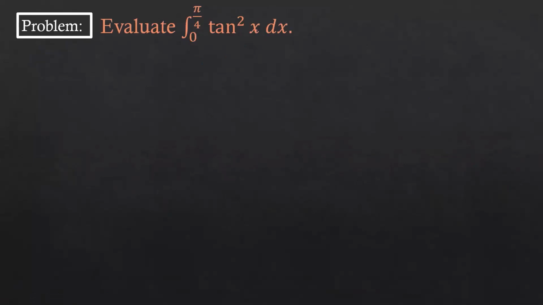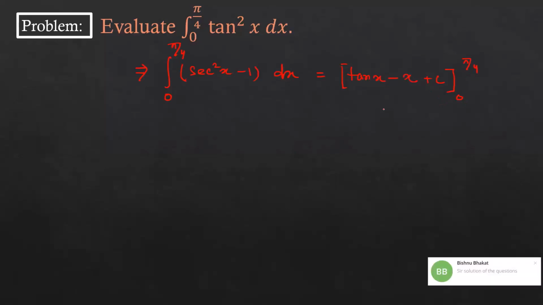And tan square x dx, how to perform that integration? Sec square x minus 1, we have to take sec square x minus 1 into dx. Now sec square x will give you tan x, and minus 1 will give you x, and there is an integrating constant c, with limits 0 to pi by 4. Now tan 0 is 0 and x is 0, so the lower limit gives nothing. Only the upper limit will give you the value.